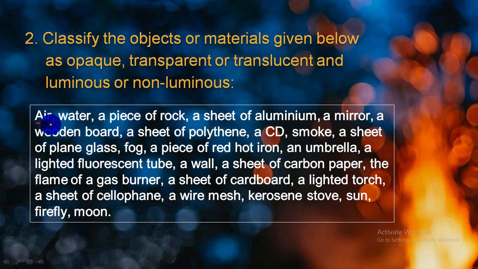So as you know, is air luminous or non-luminous? Does air emit light or not? No. So it will come under non-luminous objects. Okay. Now, is air transparent, translucent or opaque? You can see clearly through the air, which means light can pass through air. Hence it is considered transparent. So the answer should be transparent and non-luminous.